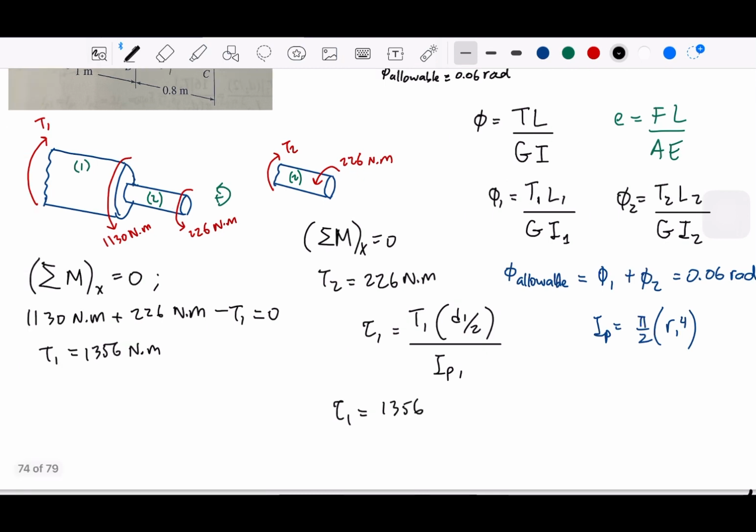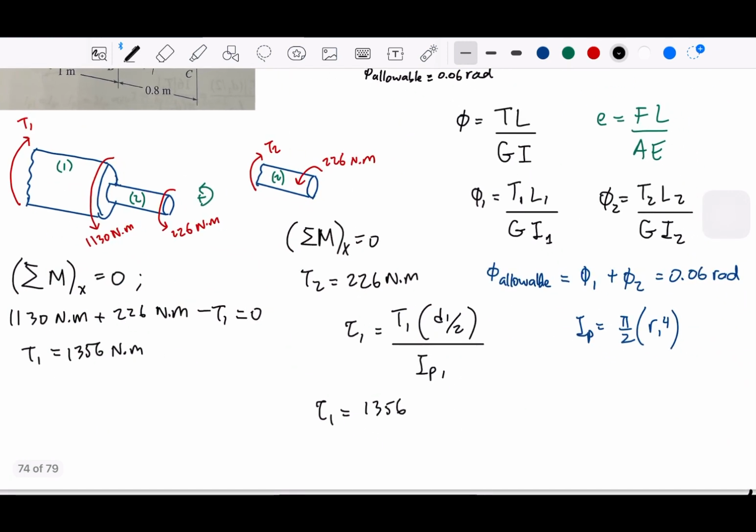1356 times d1 over 2, which is 25, and this will be pi over 2 times this is also 25 to the power of 4, sorry, 4, and then we can have a cube later, right? And then this will cancel. Let me check.